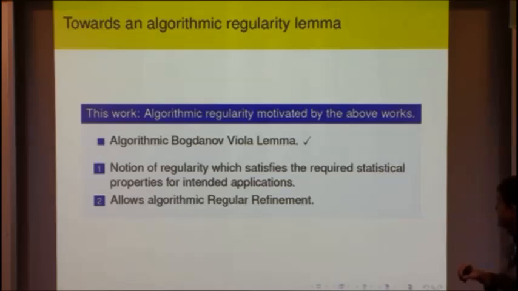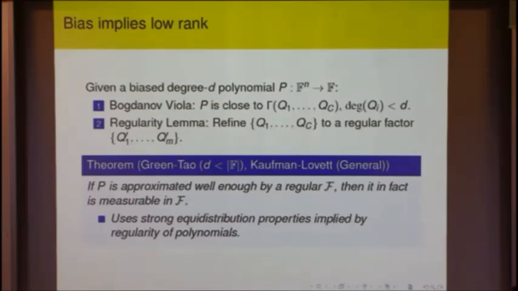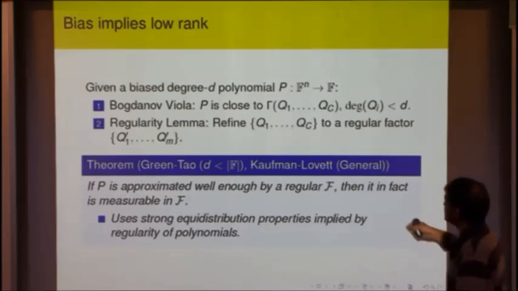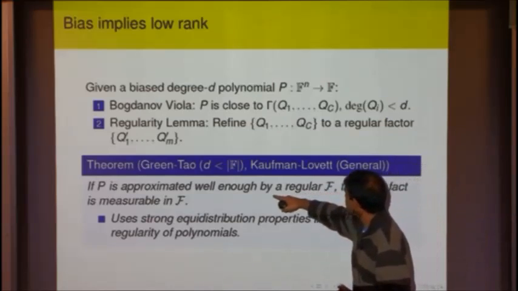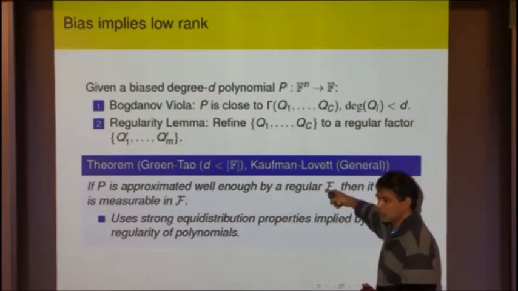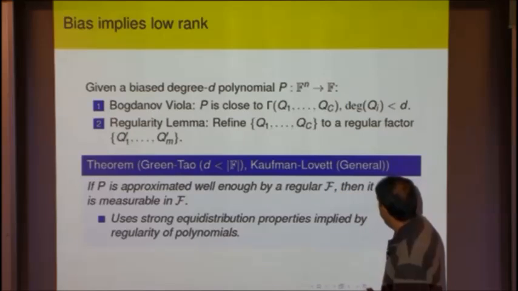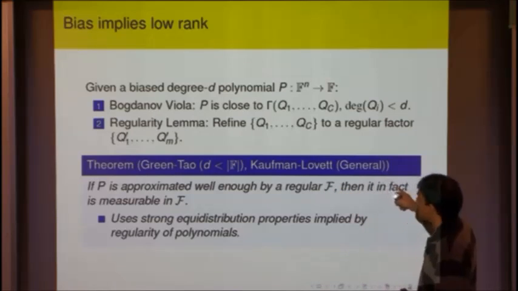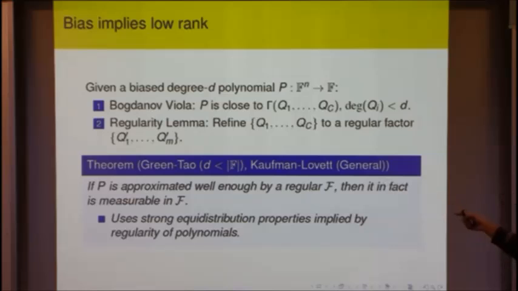One is that the notion of regularity should imply that the polynomials are orthogonal to each other. So that will imply the required statistical properties that are needed for application. And the second is that we should be able to do this regular refinement, in the sense that if P is approximated well enough by a regular factor for our new notion of regularity, it should still be true that we can claim that it's in fact measurable with respect to that factor.